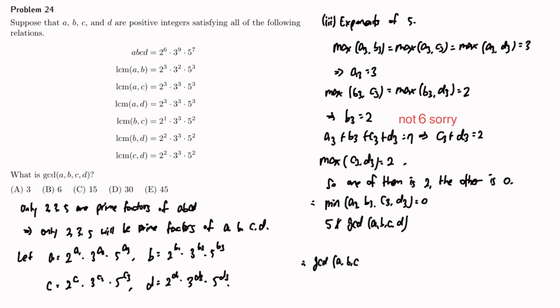Therefore, the answer is 2 to the power of 0 times 3 to the power of 1 times 5 to the power of 0, which is 3, so the answer is A.